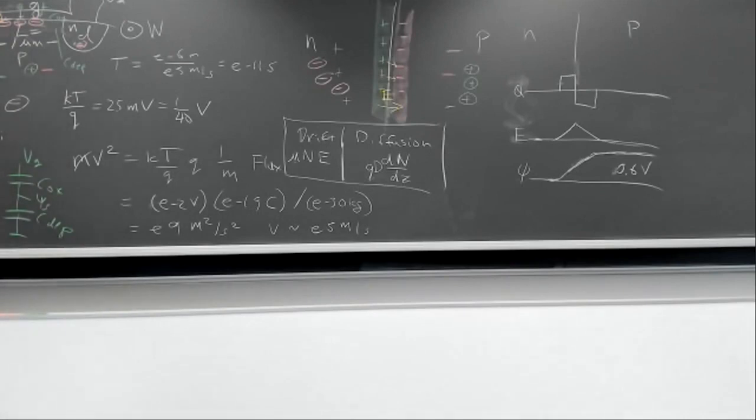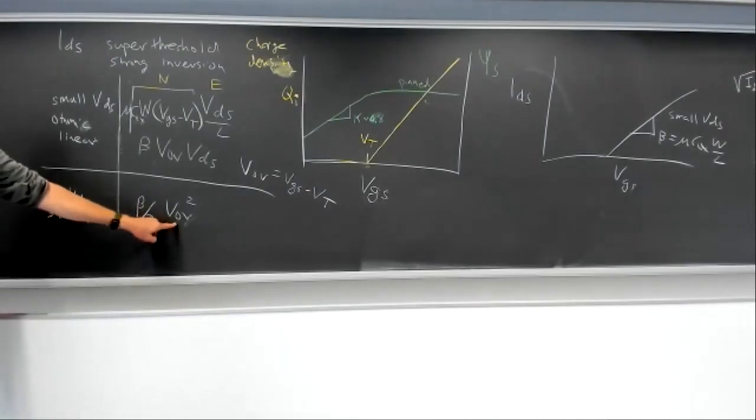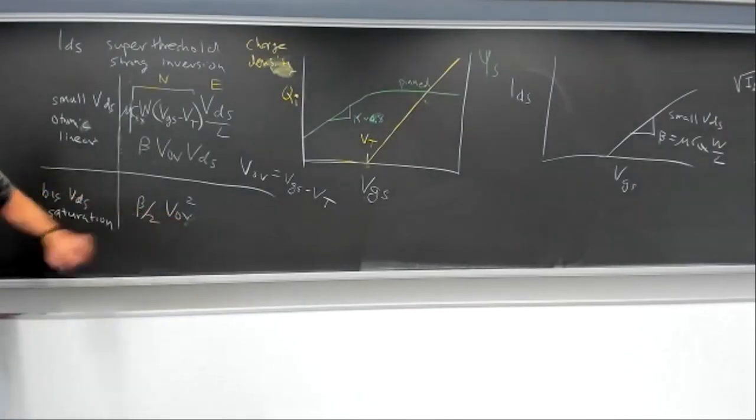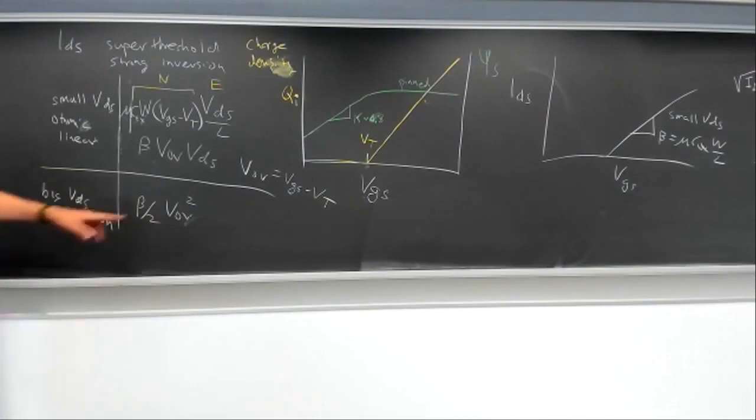Also, the two equations. Before I go into trying to explain why the current goes like the square of the gate voltage when you go above threshold, when you saturate the transistor, when you put a big voltage across the drain source.